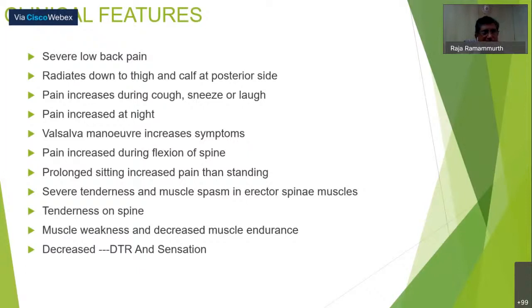Sixth one, pain increased during flexion of spine. Whenever we do frequent flexion of the spine, there are chances of increase in the quantum of the pain as per our scale. Then the next point is prolonged sitting increases pain, then standing. Then severe tenderness and muscle spasm of the erector spinae muscle, which is considered as the pillar for the back. Then the next one is the tenderness on the spine. Wherever we feel the spinous processes, there will be tenderness over the spine.